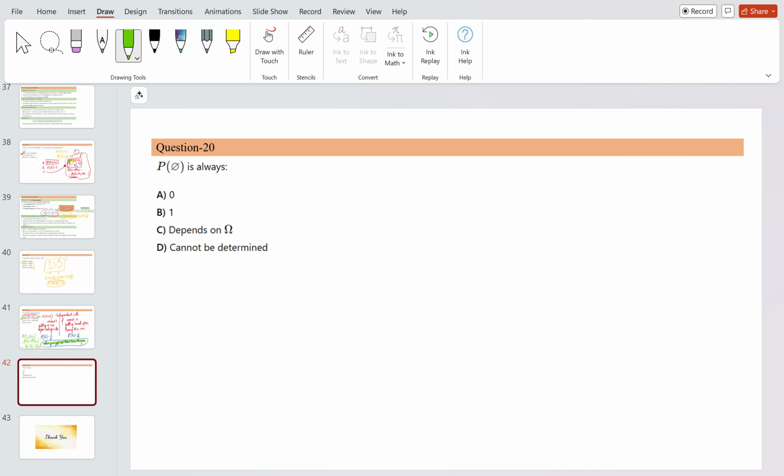Let's move to the last problem. Try to solve this. Take a few minutes, read it out and try to solve that.